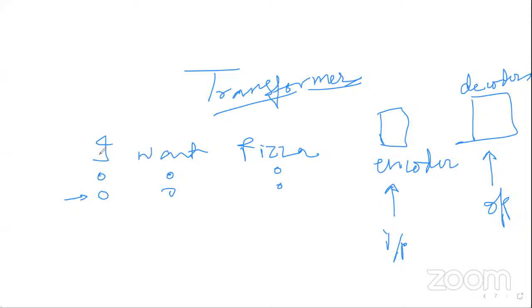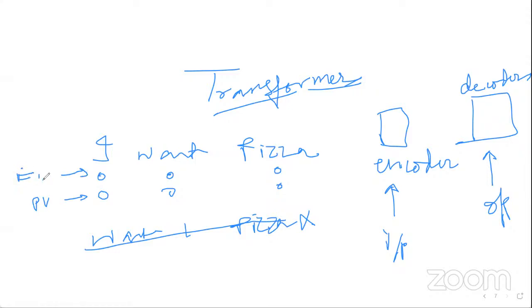Like, "I" will always be before "want". If I say "want I pizza", does it make any sense? No, it doesn't make any sense, right? So position matters a lot in language. That's why the position is represented by this position vector, and each of these words will have word embeddings.